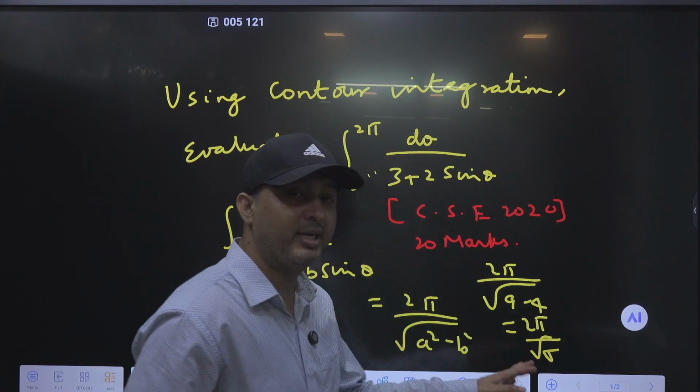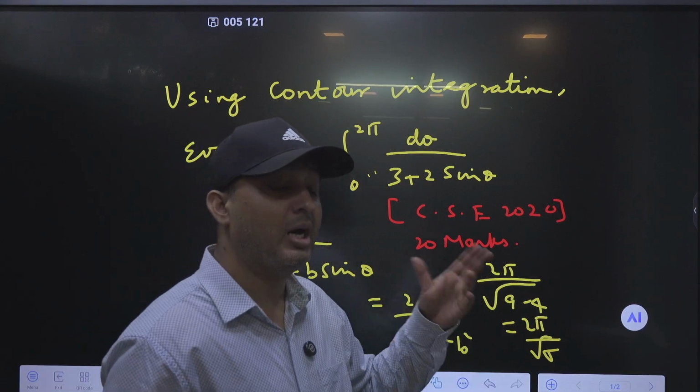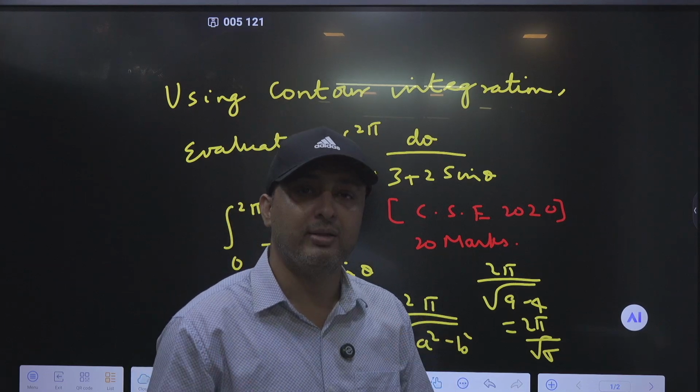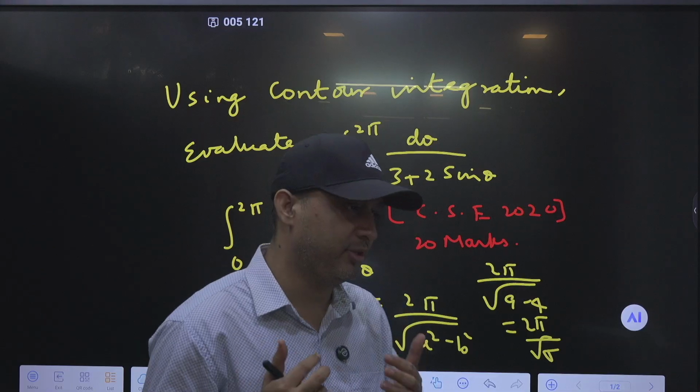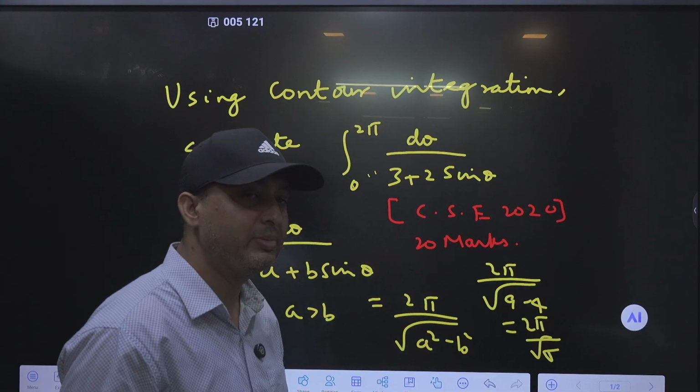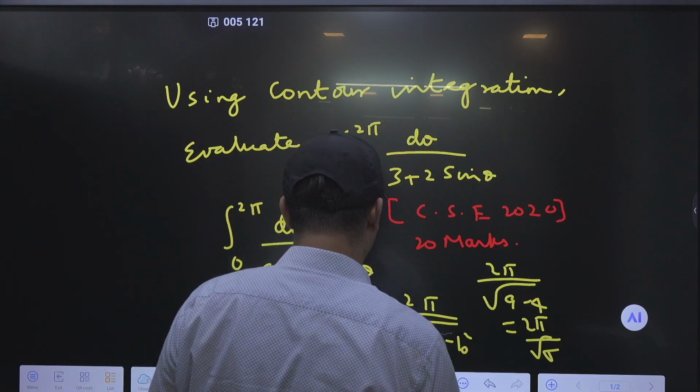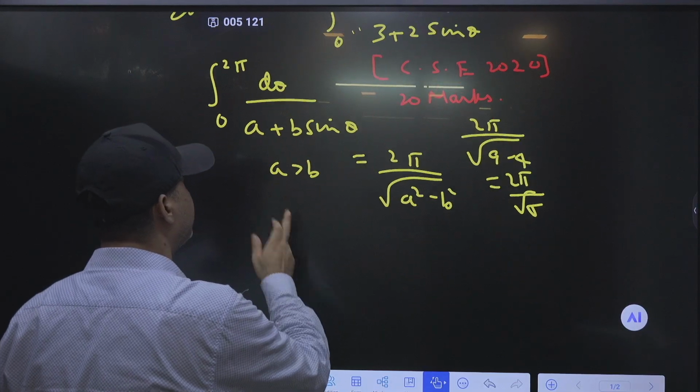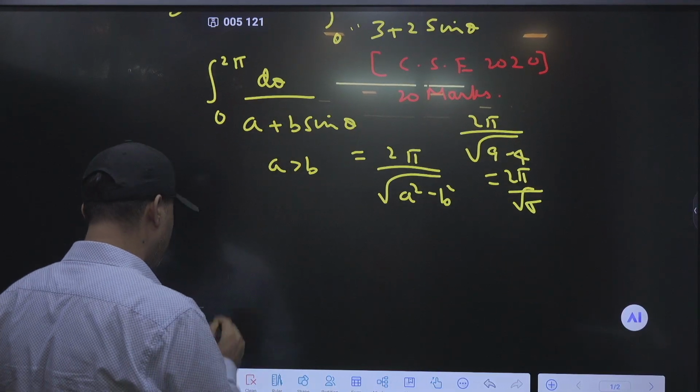Now I know the answer. It is of 20 marks. How do I resolve this process? How do I do the due process? So the process is very simple. Again, I have certain things in my mind.